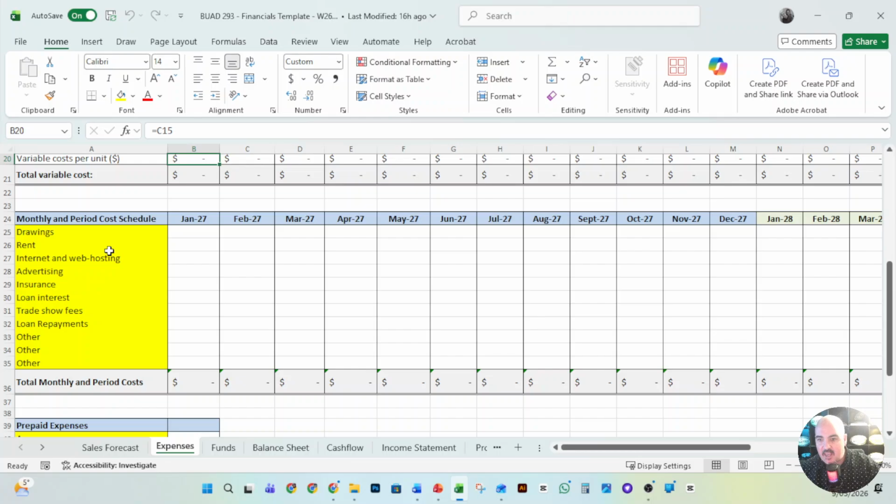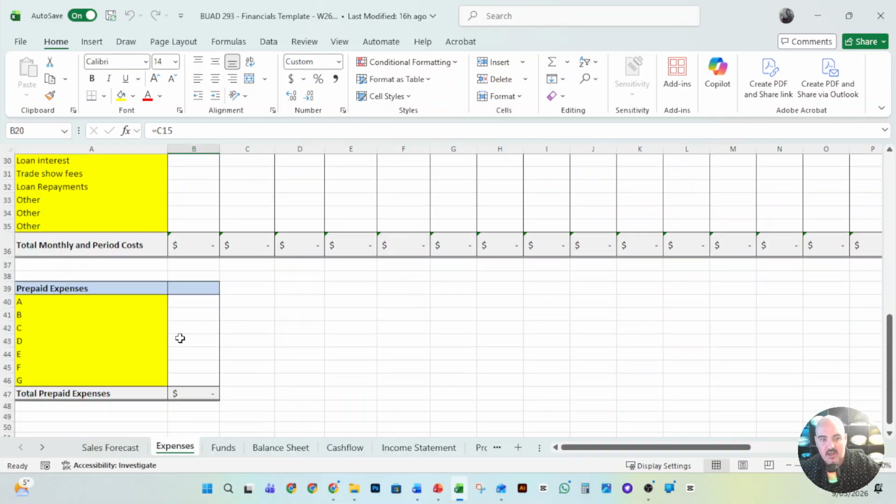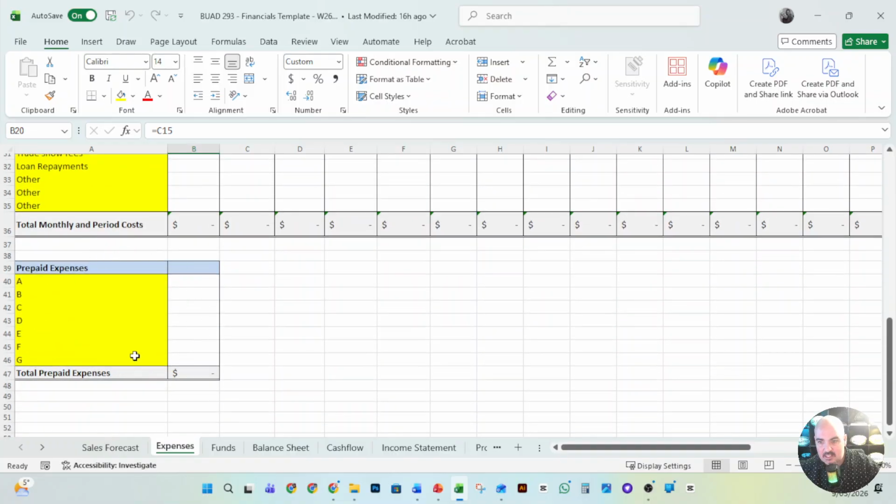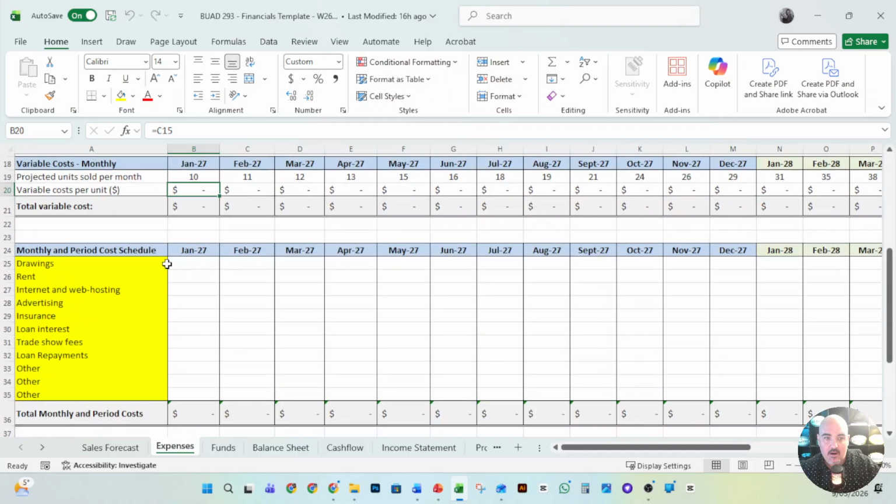Then we might be looking at our other costs here, guys, monthly and period costs. We can do prepaid expenses here, so anything that we're paying in advance, we can put that in here. But we can put our monthly costs in here. We can see how that's changing over time as well.